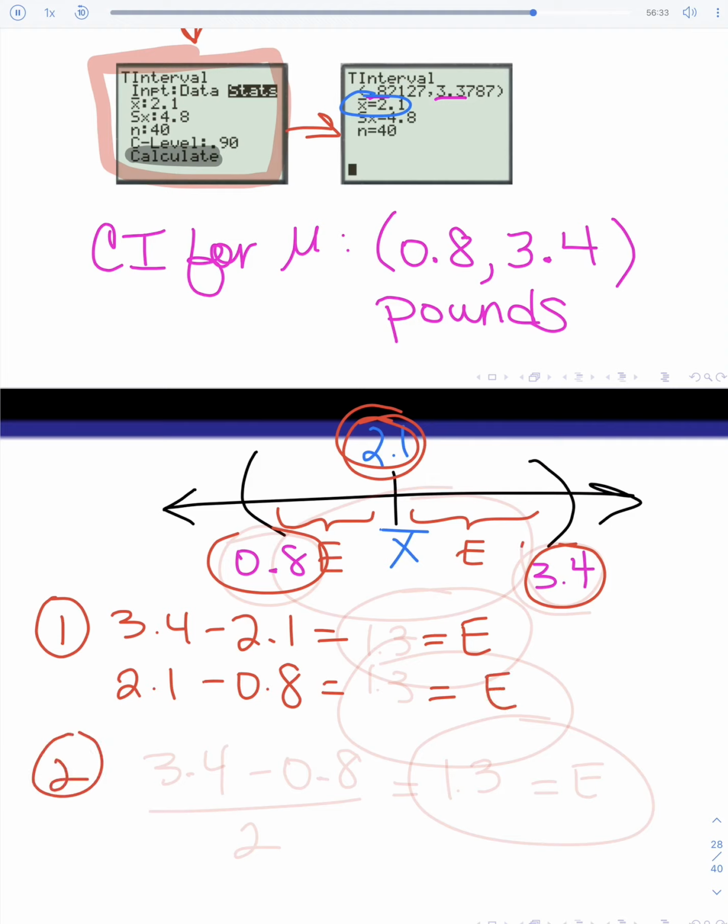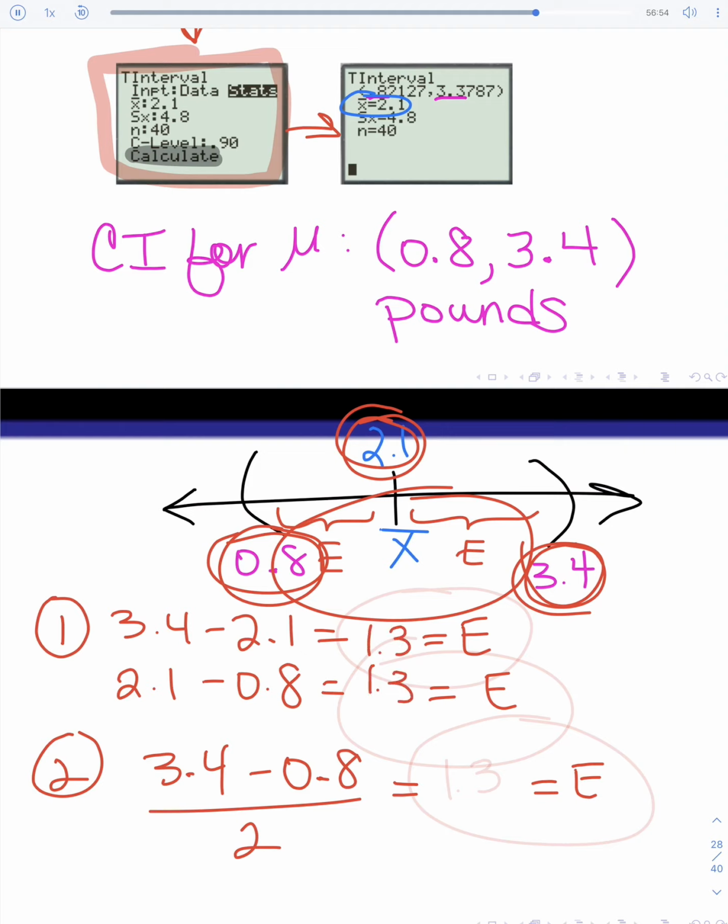Or you can take the 3.4 minus the 0.8 and split that up over the 2 errors you're covering, so divide by 2. Either way, you should get something close if they do ask for the error. All these different ways, you get 1.3 as your margin of error. It doesn't matter how you do it as long as you know how to do it, at least one way.